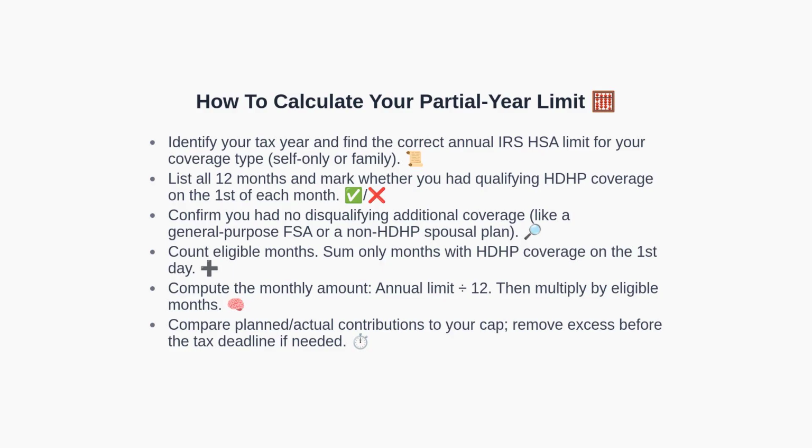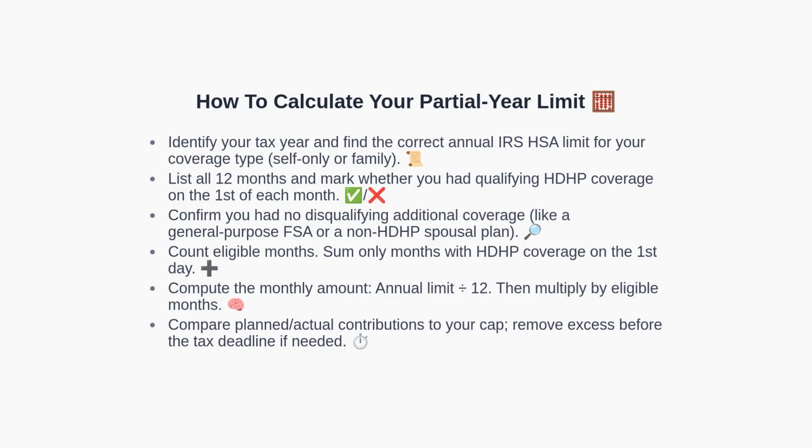Here is a simple process. First, determine your tax year and verify the correct annual IRS HSA limit for self-only or family coverage. Second, list all 12 months and mark whether you had qualifying HDHP coverage on the first day of each month. Third, confirm you did not have disqualifying coverage, such as a general purpose FSA or a non-HDHP spousal plan.